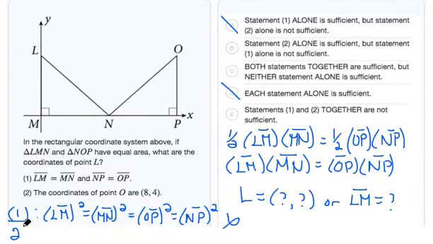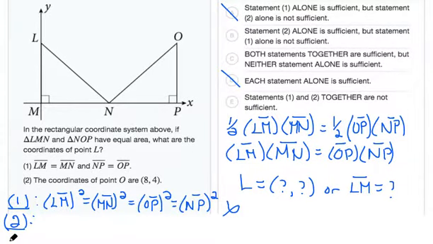Let's go ahead and consider statement 2 alone. And we'll slide down just for a little bit of room. It's given that the coordinates of point O are (8, 4). So up here we can have our coordinate point here is (8, 4). It follows that point P must have a coordinate point of (8, 0). That means that this distance right here, OP, is equal to 4. So we can conclude that the OP line segment is equal to 4.